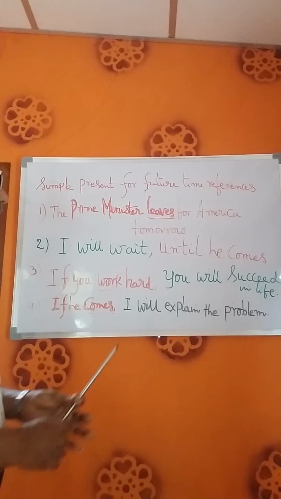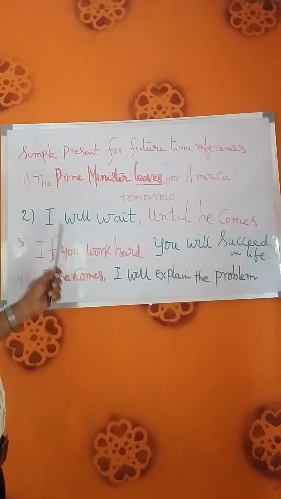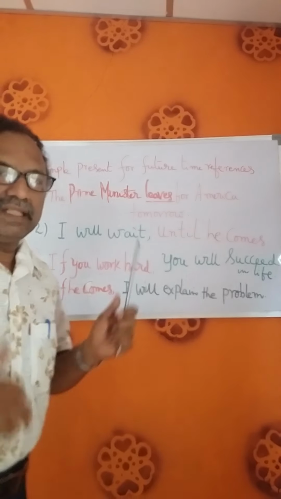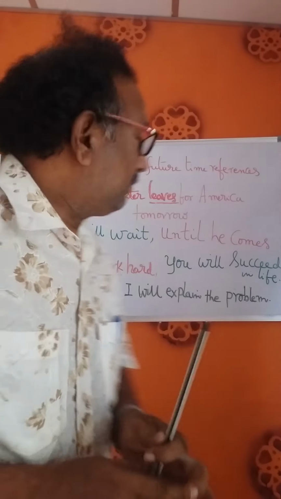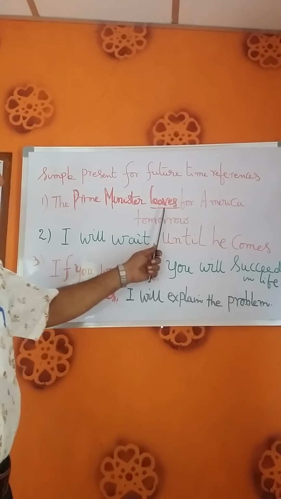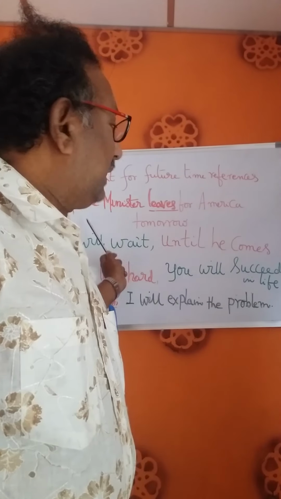That's why I have written the sentences which are in the simple present in red, and the sentences which are in the simple future, the so-called simple future, in green, so that you can understand the difference well. Okay, the Prime Minister leaves for America tomorrow. Here, what is the tense? The tense is undoubtedly simple present. What is the time reference? It is undoubtedly future time reference. That means simple present talks about future time reference, not simple future. That's why some grammarians say that there is no future tense in English. Okay, we come to that later.